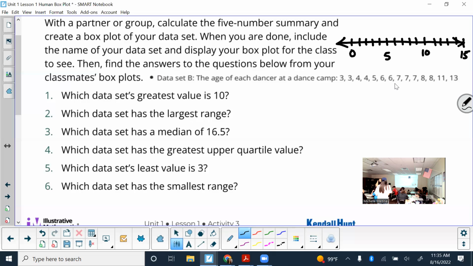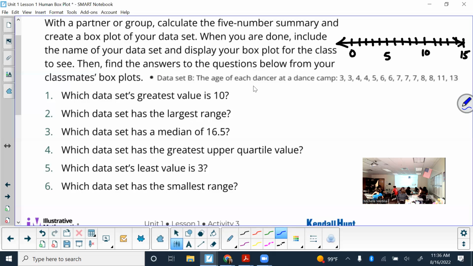All right, but either way, you calculate your 5-number summary, you made your box plots, and now we are evaluating them. You can go. So by looking at everyone's box plot, which data set's greatest value is 10? Give me a letter.